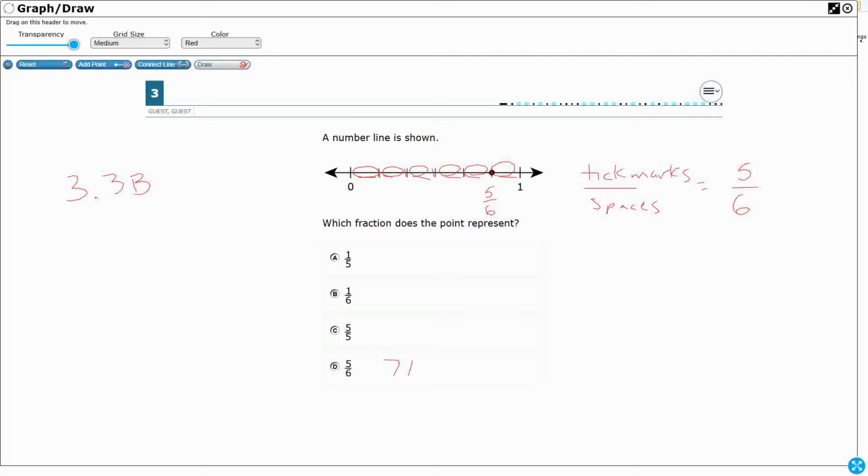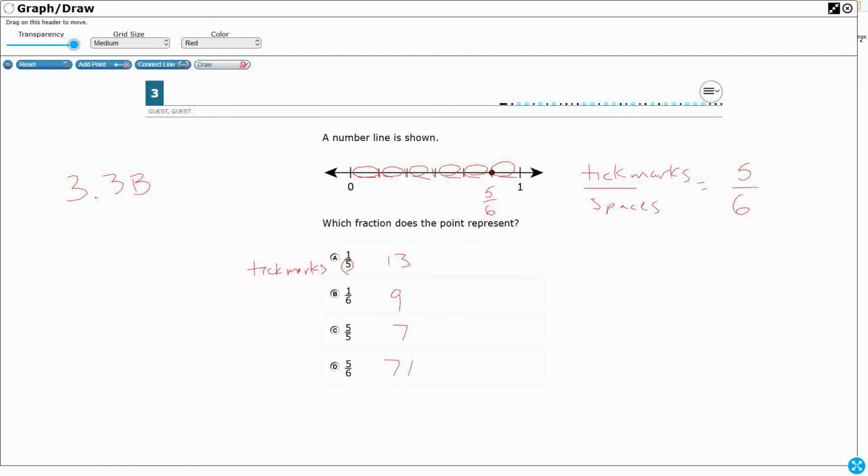71% of our students were able to get this. And we do see that A was our biggest distractor. They counted this 5 as the tick marks. Students that missed this kind of flipped these, and they knew that it was 1 away from the end, so they counted the tick marks 1, 2, 3, 4, 5.